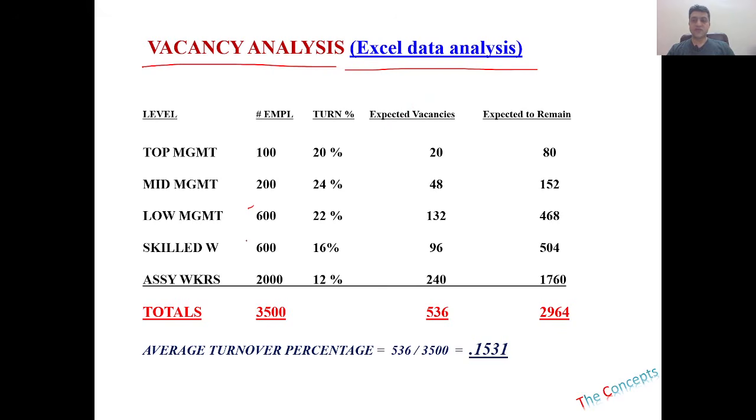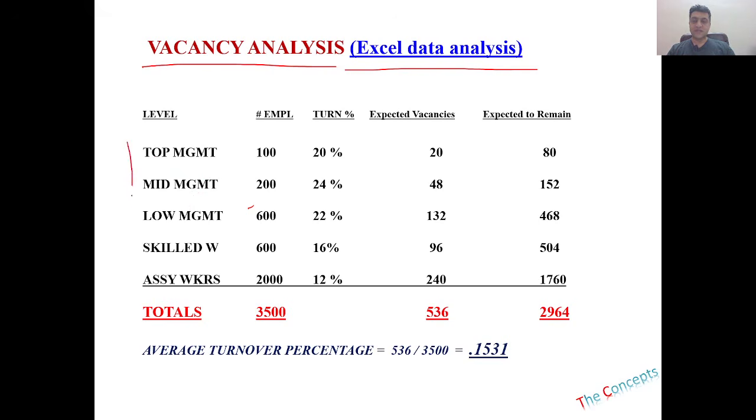So first we need to understand what is vacancy analysis. Vacancy is simply the number of posts that you are expecting to be vacant at the end of a certain time, or at the end of this year or 2 years or 3 years. So how do we do it?